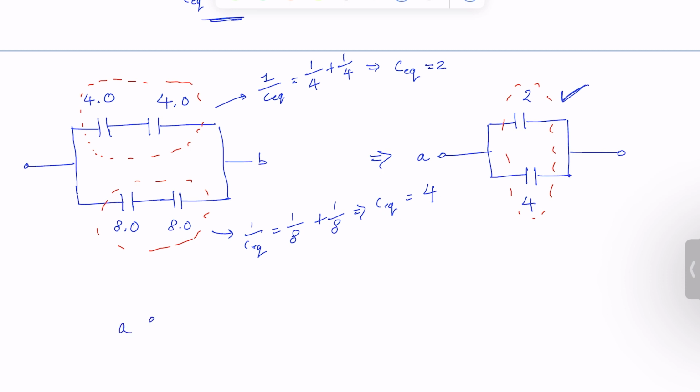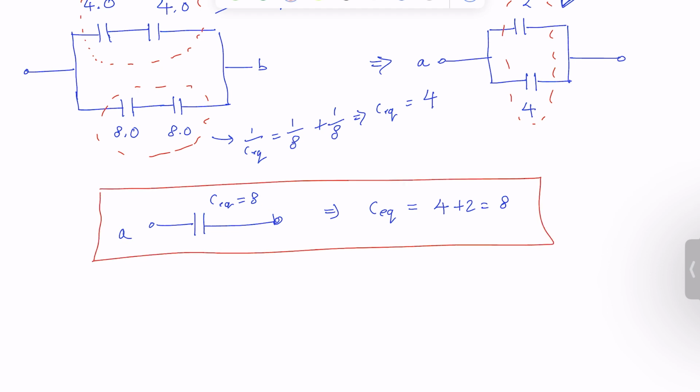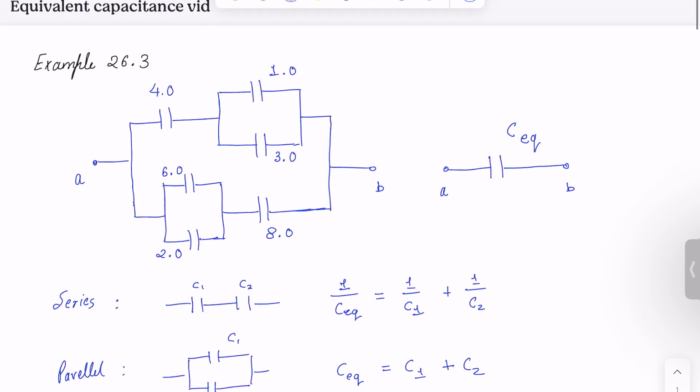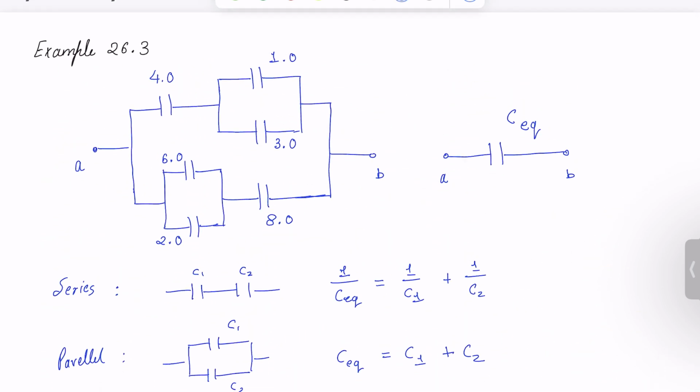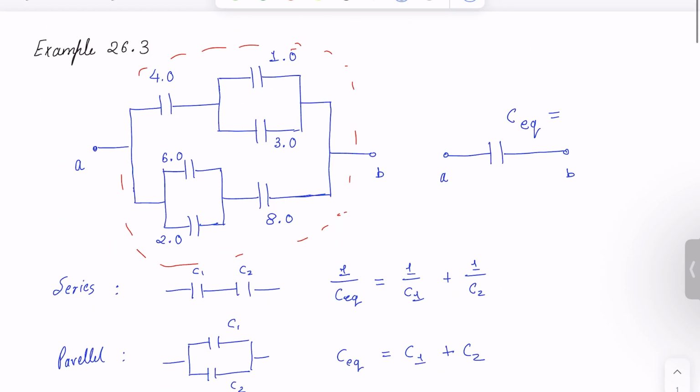That means the equivalent capacitance is going to be 4 plus 2 equals 8. So this is the final answer. Actually, let me write it down. Yeah, write it down here. So we just calculated the equivalent capacitance of the whole circuit, where you had 1, 2, 3, 4, 5, actually 6 capacitors, which can be replaced by an equivalent capacitance of 8.